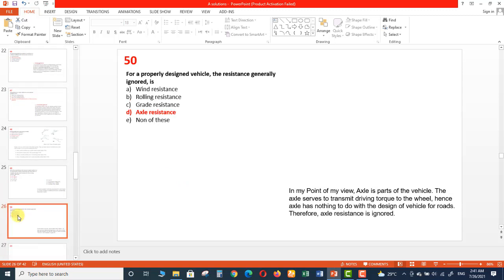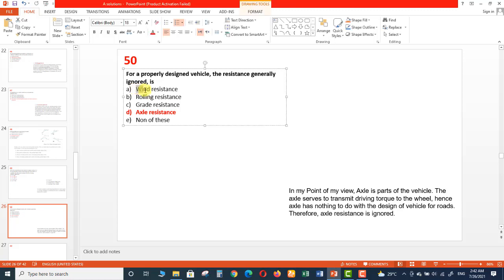The next and last question for today's video is question number 50. For a properly designed vehicle, the resistance generally ignored is: whenever we are designing a road for a vehicle, we have different resistance factors which we consider. The options they have given us are wind resistance, rolling resistance, grade resistance, which is also called gradient or slope, and axle resistance.